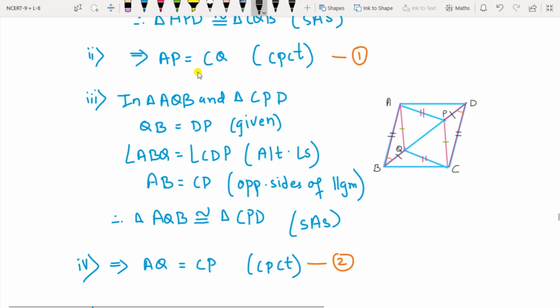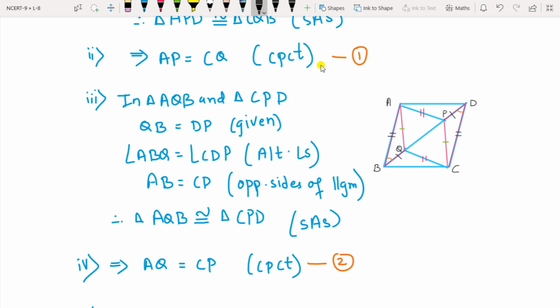And point number 2, that we have proved. Then point number 3 is, we have to consider these two triangles AQB and here CPD. Okay, here three things that are equal are QB is equal to DP, angle ABQ is equal to angle CDP, this angle is equal to this angle, alternate angles, and AB is equal to CD, that is opposite sides of parallelogram. Therefore these two triangles are congruent, and therefore AQ is equal to here CP. That is your equation number 2.